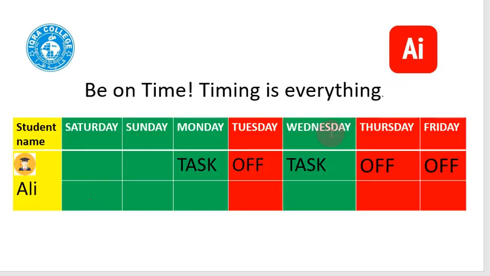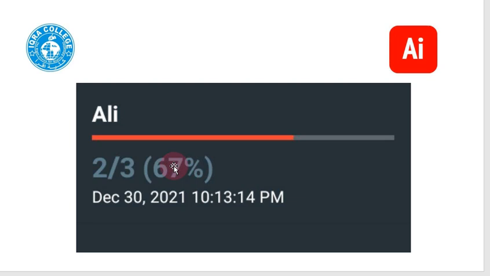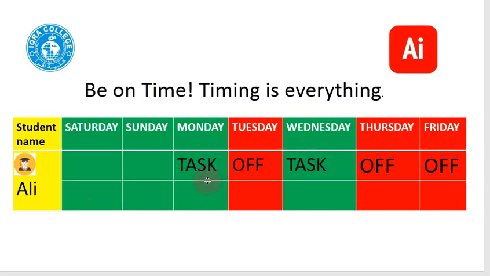Then if he does the task on Wednesday, because the group is closed Tuesday. So what is he going to get? Well, he's going to get 2 over 3. He did a good job because the group is open Monday. The next day the group is open is Wednesday. So these are 2 days in a row where the group is open.